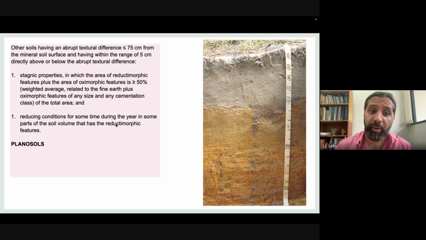Okay, so the planosols are those soils that have some restrictions to root growing, to water percolation because of a huge increase of clay content in a very small distance between two horizons. Okay, and because of this, you register some oxymorphic or reductomorphic features.